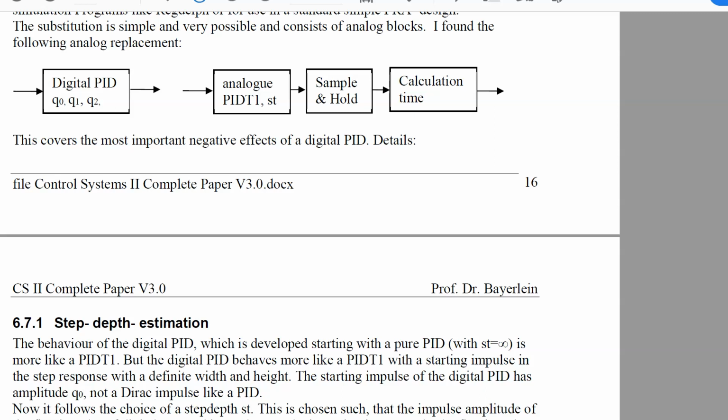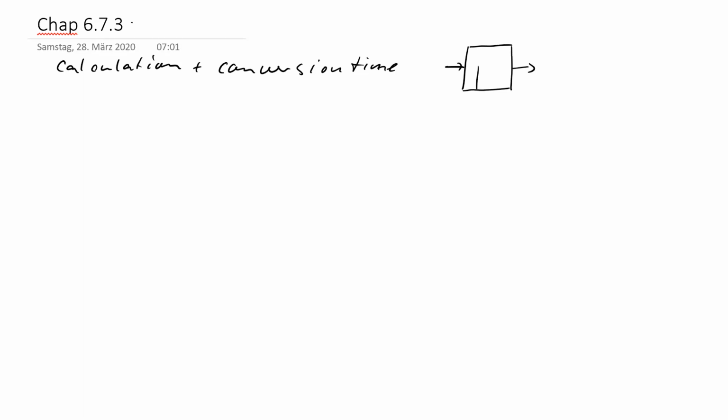This is chapter 6.7.3. Calculation plus conversion time. Also the analog to digital, also the digital to analog converter needs some time before the computer can work on. Of course, this appears in our analog system as a delay time block. We call this TC from calculation, but includes conversion time.